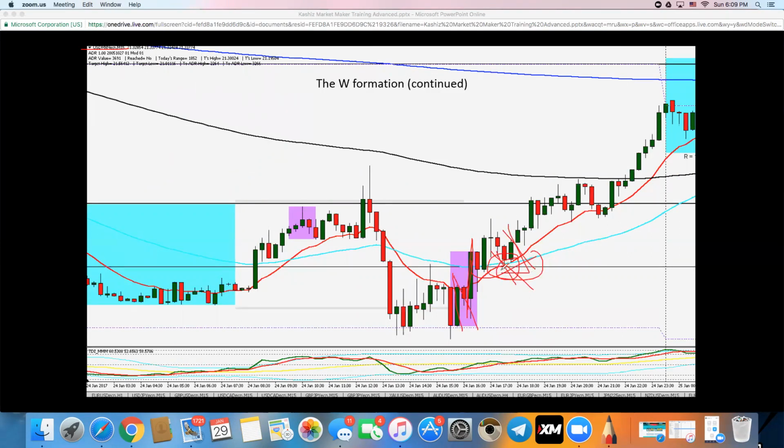I'll talk about this later on. You got them right here. Here's your second entry. First entry, second. And see how they work the low, work the low, work the low. Every pair does this.